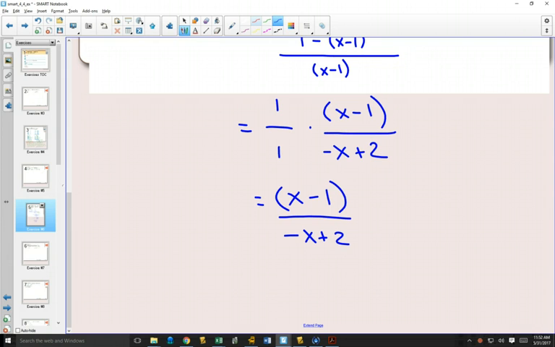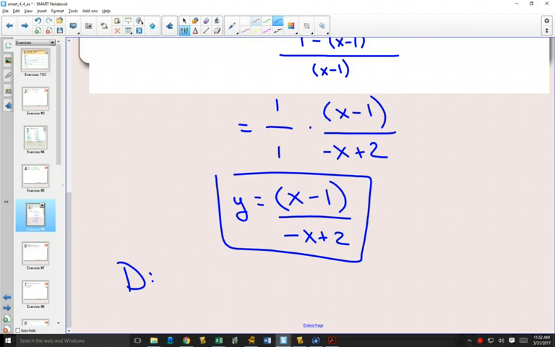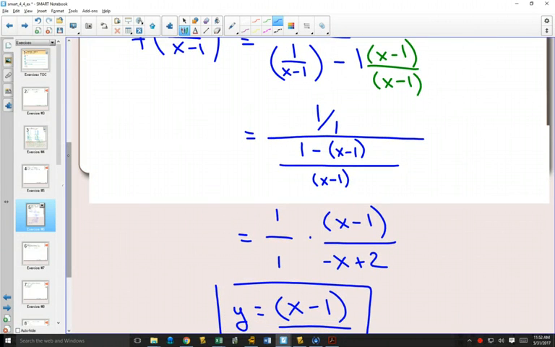As far as finding our domain, and this is one of the reasons I wanted to do this one with you, the mistake with non-permissible values that most students make is they only look at your final equation. If I look at my final equation here, my only non-permissible value, x can't equal 2. But we do have to check everywhere else in our equation to see, have we ever divided by anything else? And the answer is yes. There's lots of places that we're dividing.